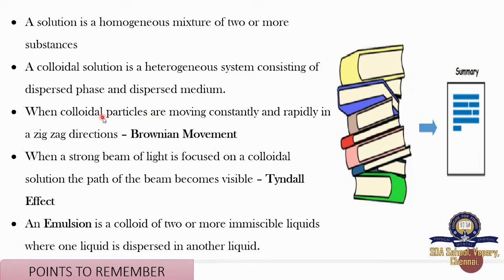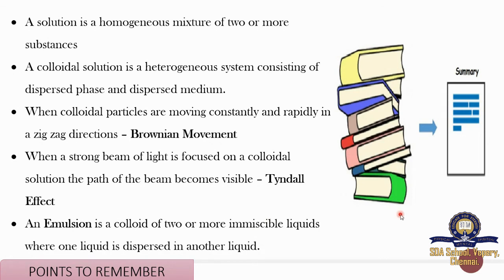So this is what Brownian movement is. When a strong beam of light is focused on a colloidal solution, the path of the beam becomes visible. It is known as the Tyndall effect. And we saw about emulsions. An emulsion is a colloid of two or more immiscible liquids where one liquid is dispersed in another. What is an emulsifier? A substance which stabilizes the emulsion is said to be an emulsifier.